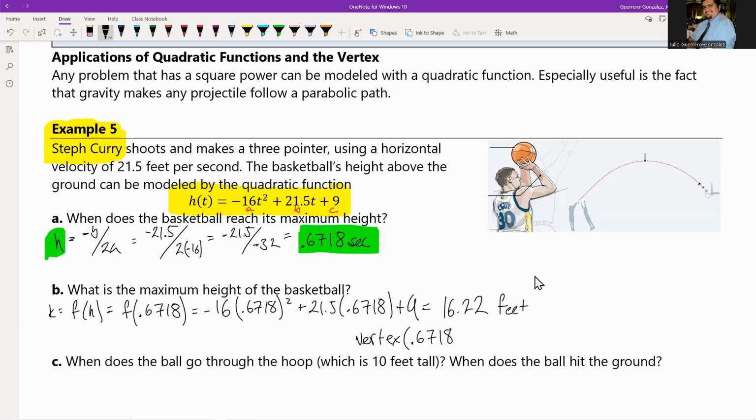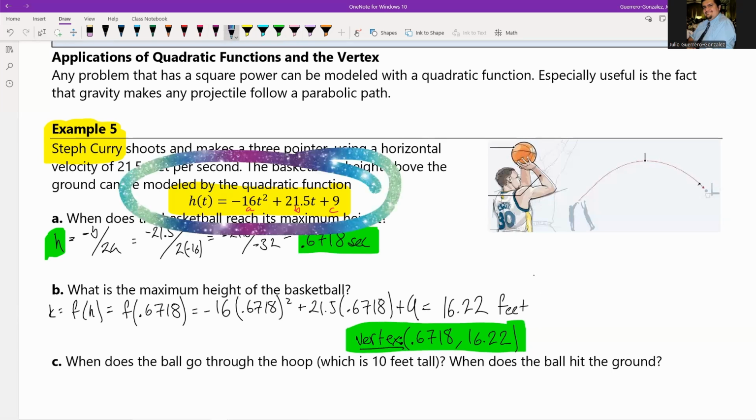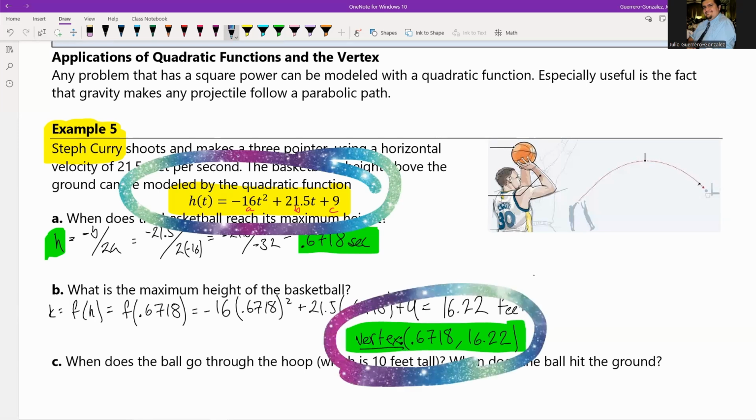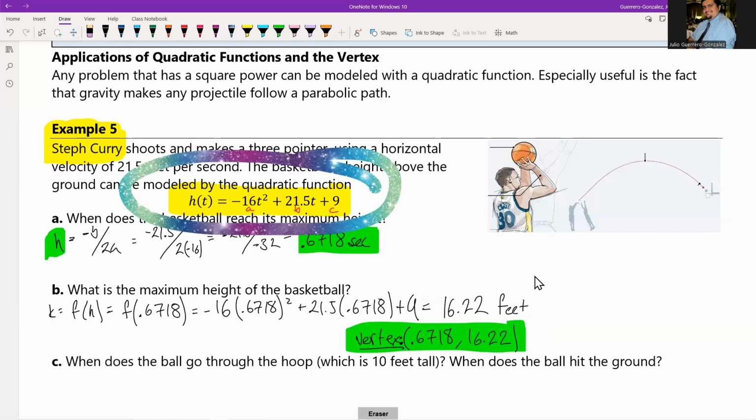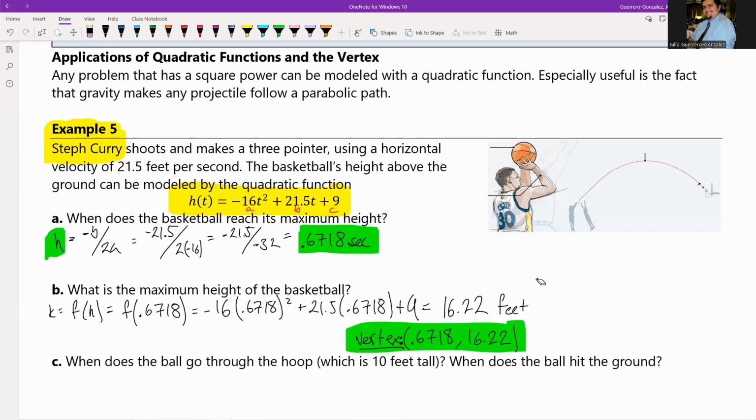Now, I'm going to add this in down here just for completion's sake: 0.6718, comma, 16.22. There we go. My vertex is going to be at this point. So if you grab Desmos and put that into Desmos, that maximum is right around here. Verify, try it out. It'll give you at least good practice with using Desmos.